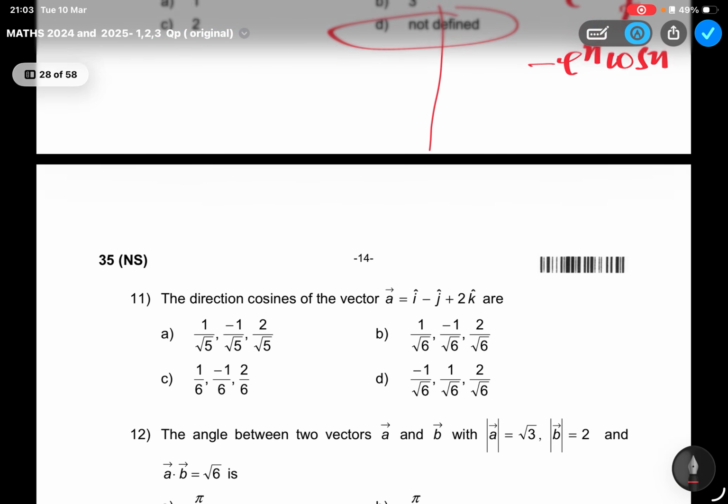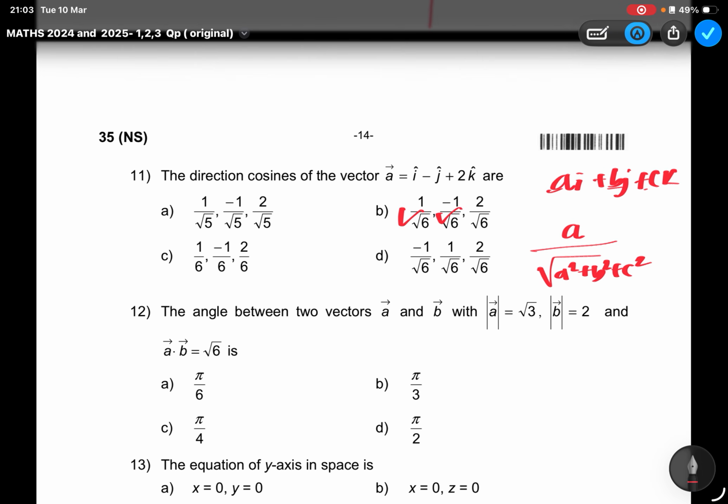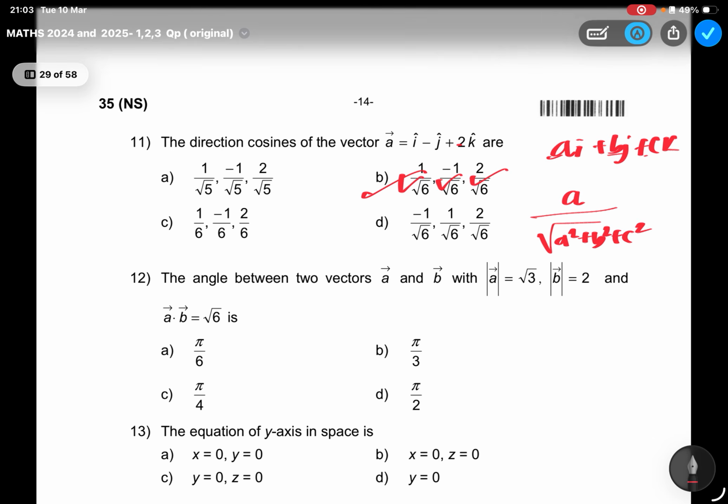And 11th question, the direction cosines of the vector. What are the direction cosines of ai + bj + ck if a, b, c are direction ratios? a divided by the square root of a square plus b square plus c square, very easy. Then divided by root 6, we get 1 by root 6, minus 1 by root 6, 2 by root 6. This is the answer. Then option B is correct.